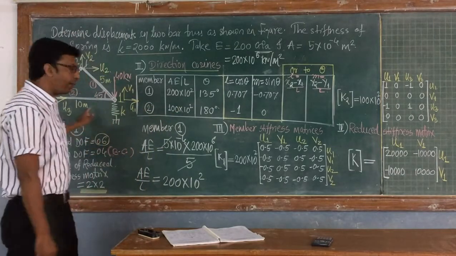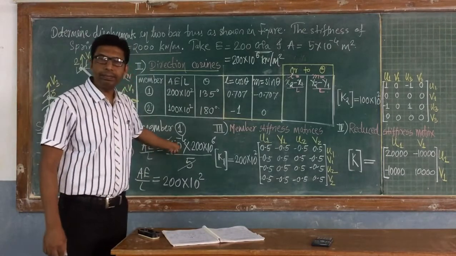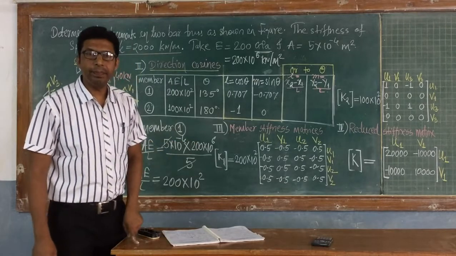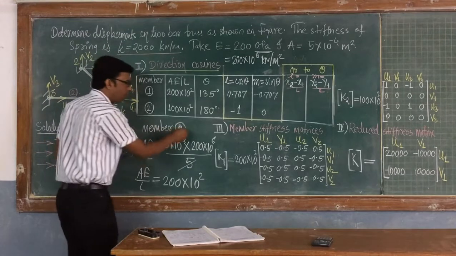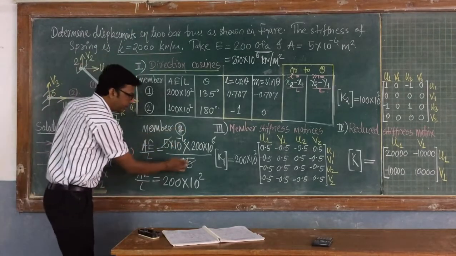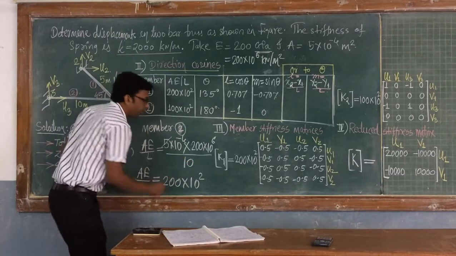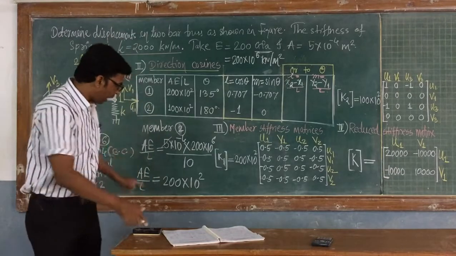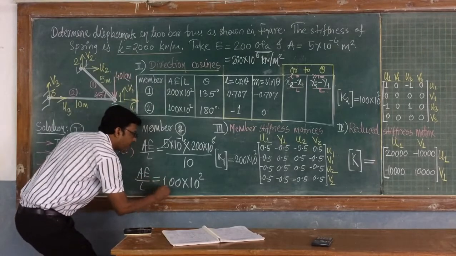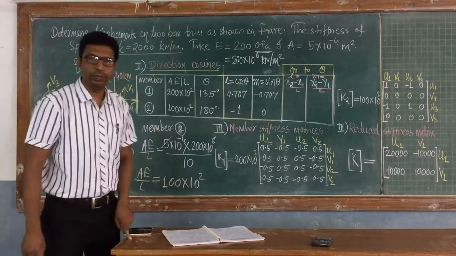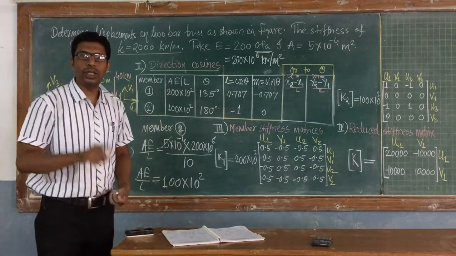Right? Now similarly for member 2. Member 2 area is same, E is same, only length will change. For member 2, L is equal to 10. So answer will be 100 into 10 raised to 2, A by L for member 2. Okay, so this is the second column.